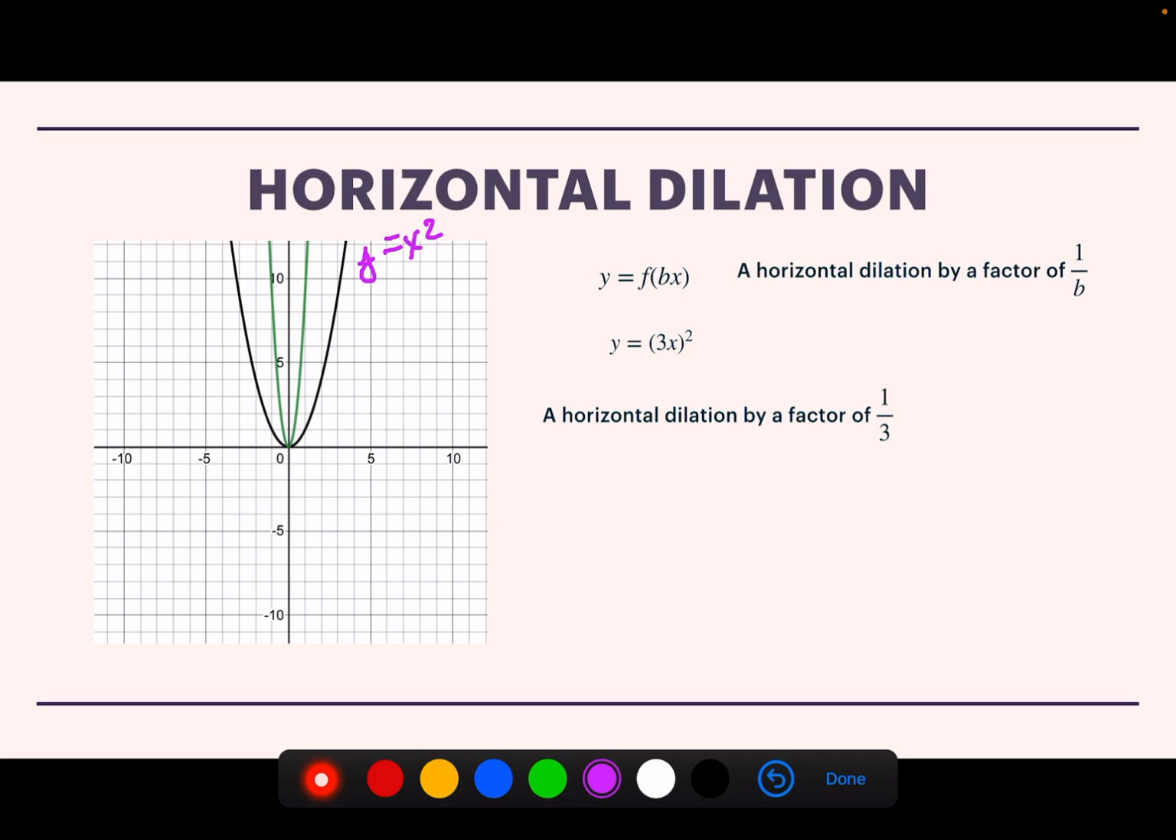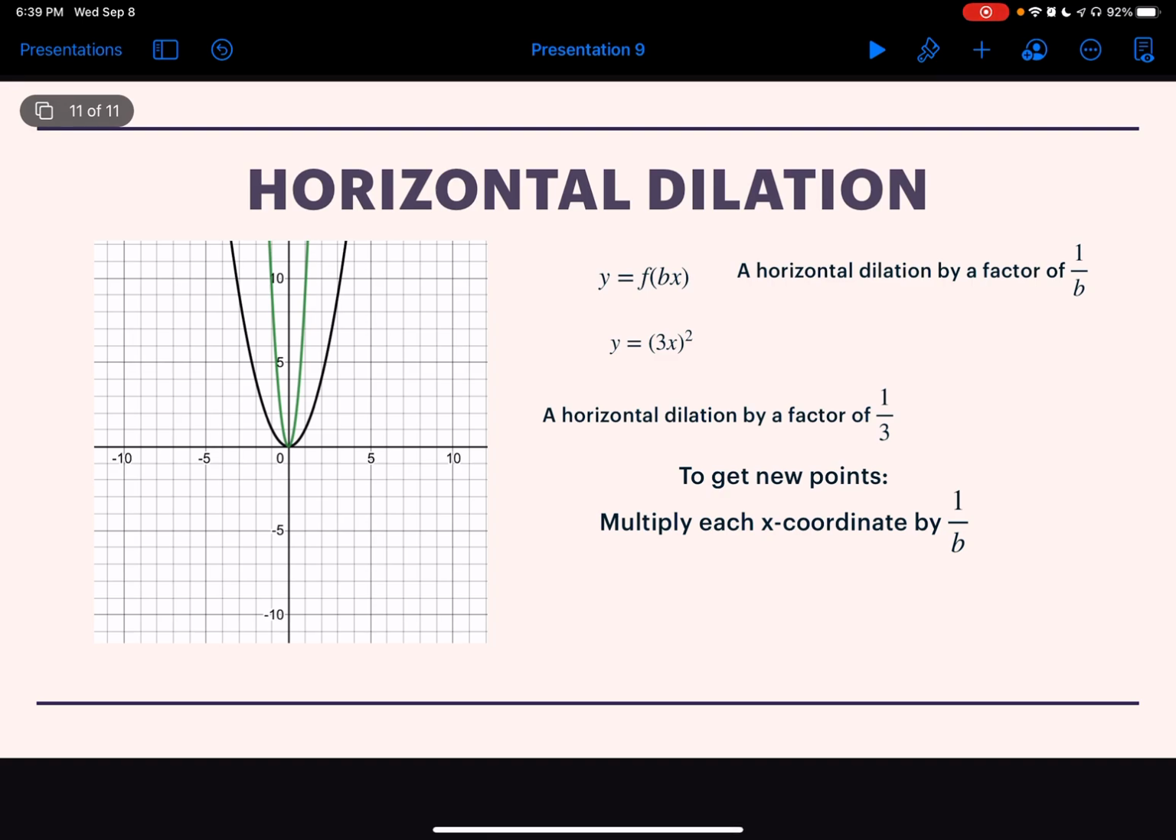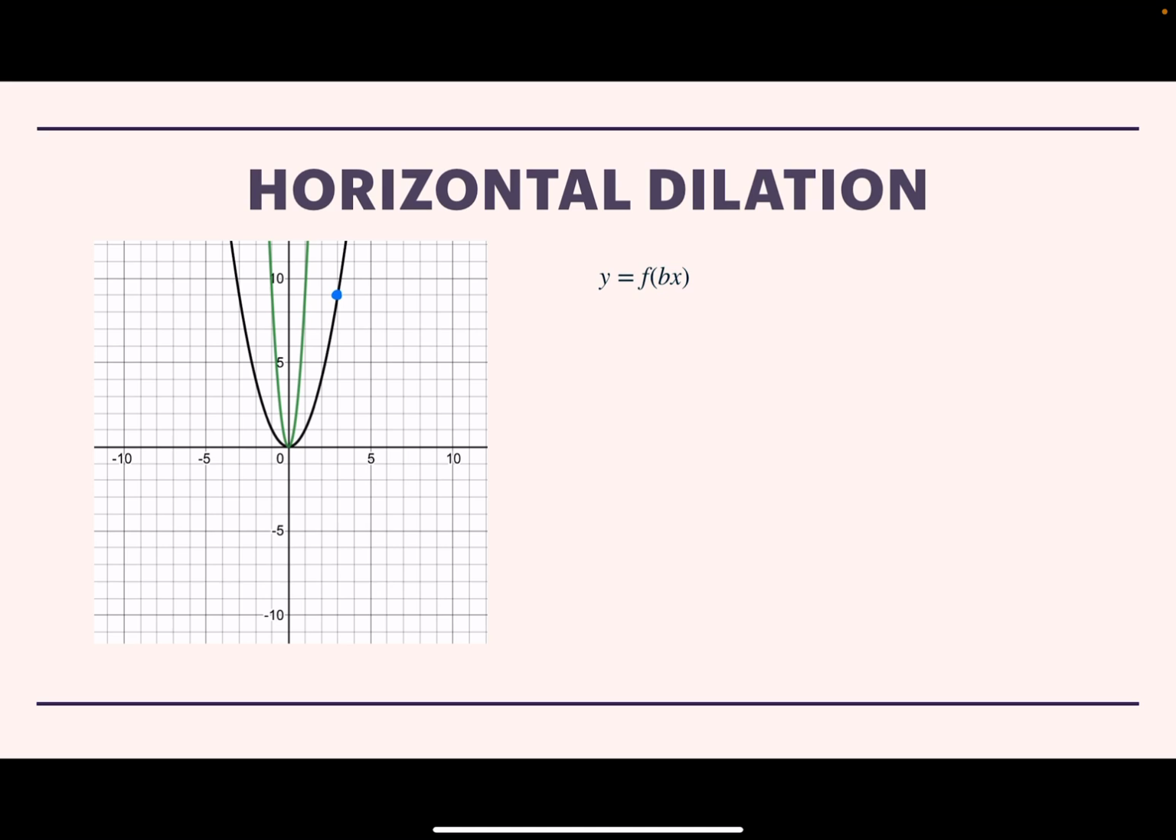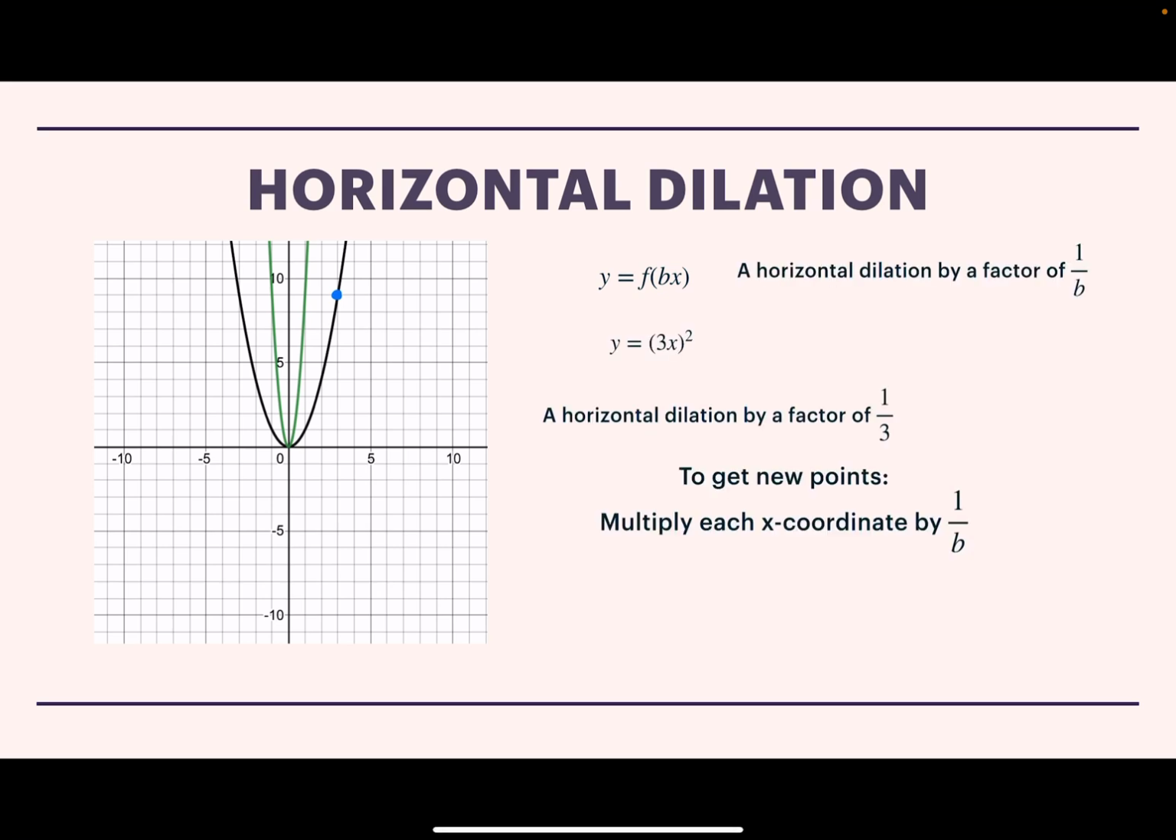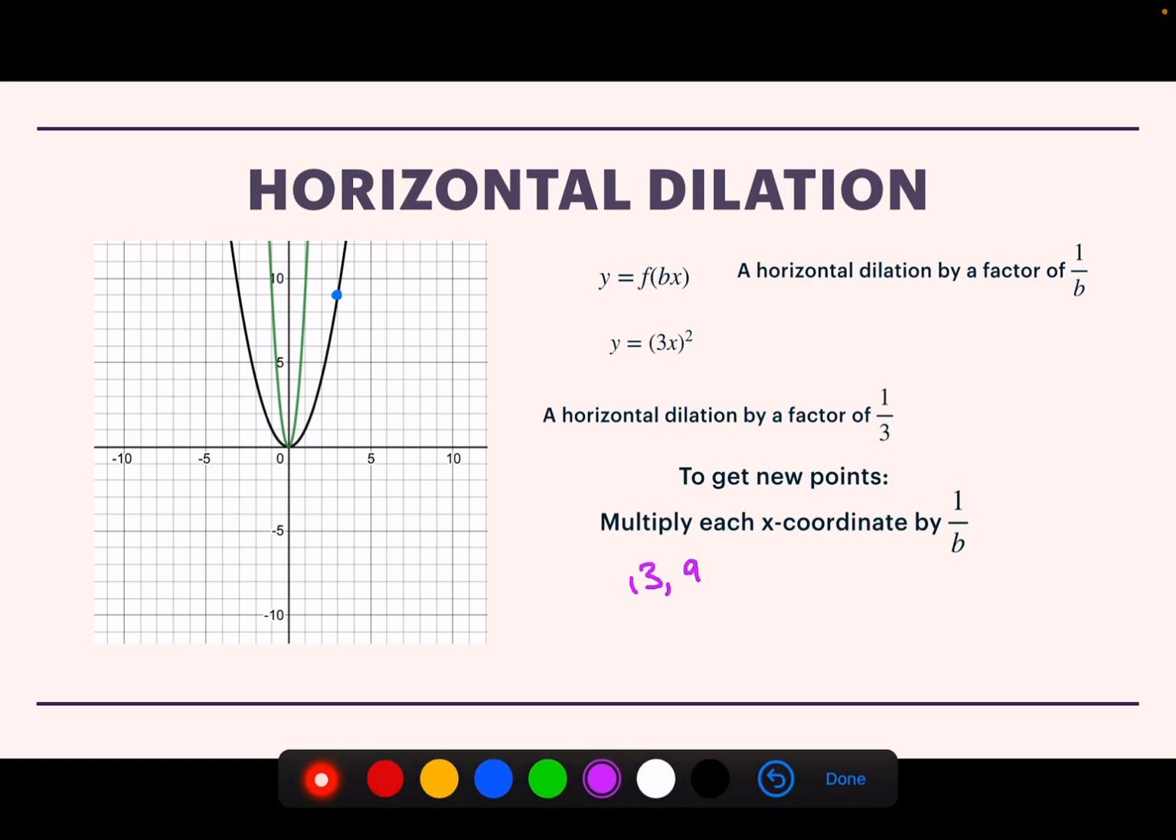Just like with the vertical dilations, we just need to do some multiplying, but we're going to do it with the x coordinate. So we're going to multiply our x coordinates by 1 over b. So let's say that I have the point here. It looks like I've got one at 3, 9. I'm going to take that point and multiply my x coordinate by 1/3. And so that gives me the point 1, 9. So I know I should have the point 1, 9 on my new function. And I could do that with a few different points to get an idea of what that parabola is going to look like.